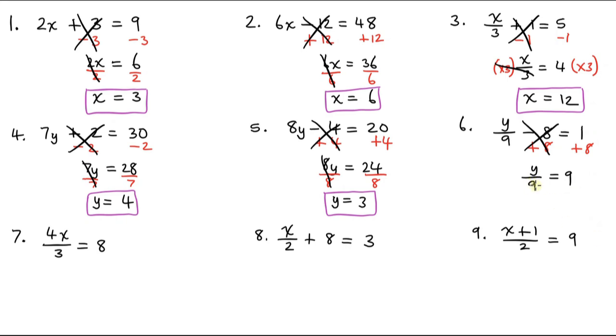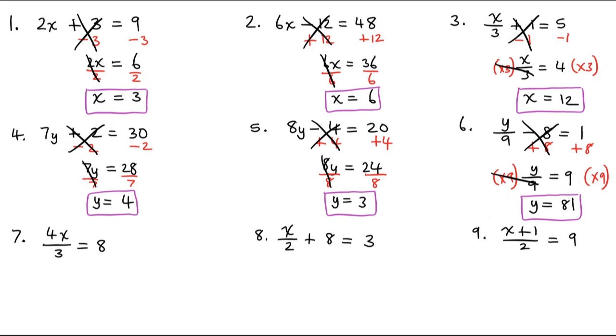And now to get rid of this 9, we need to multiply both sides by 9. So times the left by 9, times the right by 9. So these 9's will cancel. And we're left with y is equal to 9 times 9 is 81. y equals 81 for the answer.